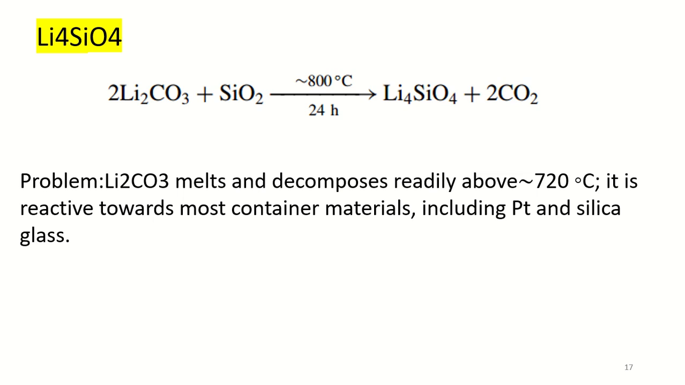For example, in the case of Li4SiO4, it is actually a parent phase for a family of lithium ion conductors, and it can be prepared by a reaction in which lithium carbonate and silicon dioxide react together at about 800 degrees Celsius for one day, yielding Li4SiO4, with carbon dioxide gas evolved as a byproduct.